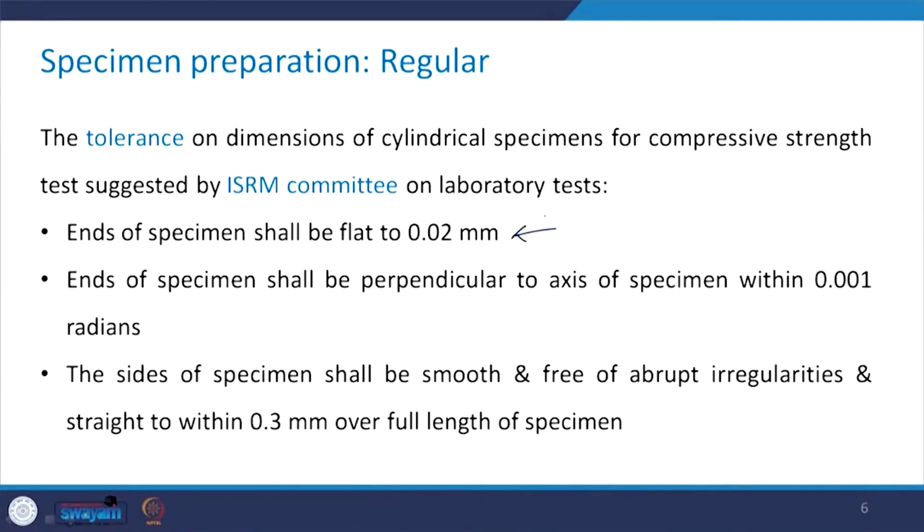Now, this ISRM committee has given some tolerance on the dimension of the cylindrical specimen for compressive strength tests. So, these are given here. The first one is ends of a specimen shall be flat to 0.02 millimeter. What does that mean is, if this is your specimen, these ends should be flat. The only permissible deviation, which can be here and there, is as low as 0.02 mm.